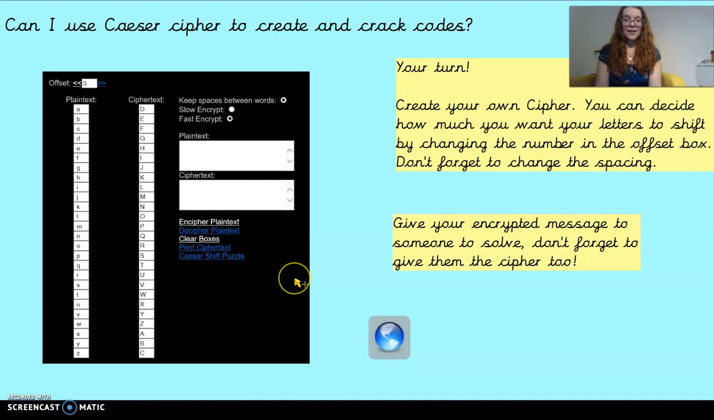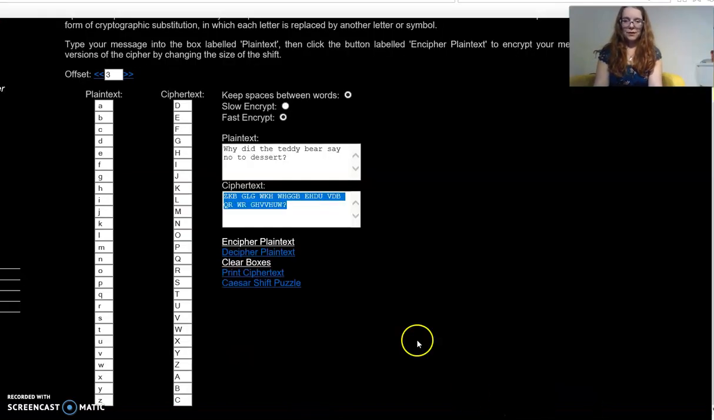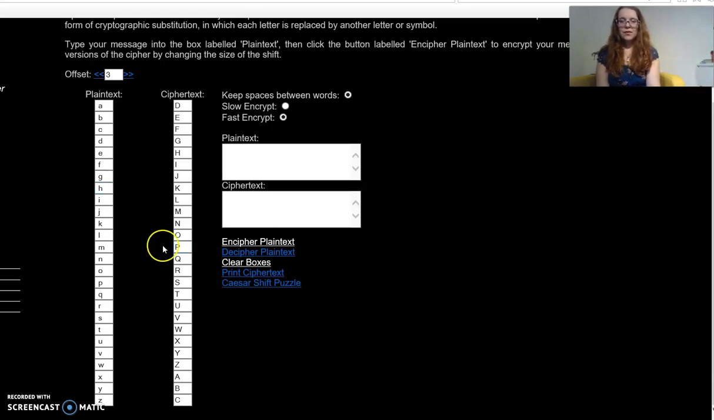Now I want to show you a really useful tool for using ciphers. This is a website and the link is on our Year 5 home learning page. Follow that link and you will get to this website. I'm going to show it to you on my screen, so hopefully it will work. Oh, there we go. Clear my boxes. You can see where I was decrypting or encrypting our joke from before.